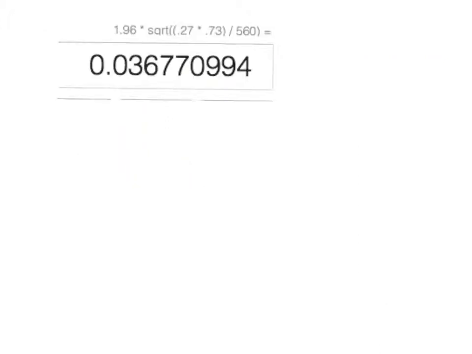So the Google calculator told me that the margin of error is equal to that. So I've got the 0.27 plus or minus 0.0. I like to go one more decimal place than I originally have. I don't know why I do that. There's no rhyme or reason.